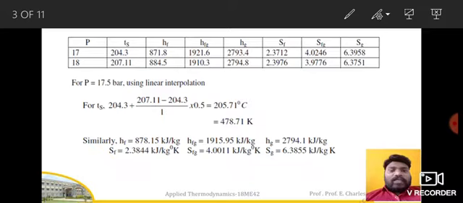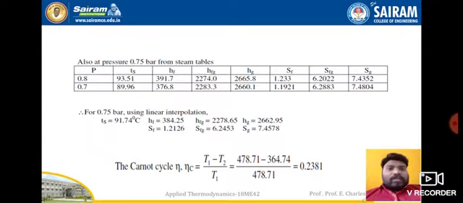Similarly, we have done it for Ts. You have to do the same for hf, hfg, hg, sf, sfg, and the last one, sg. Next, take the values for 0.75 bar from the steam tables. We have 0.8 and 0.7, but we don't have any value for 0.75. Same thing, we have to do the interpolation.